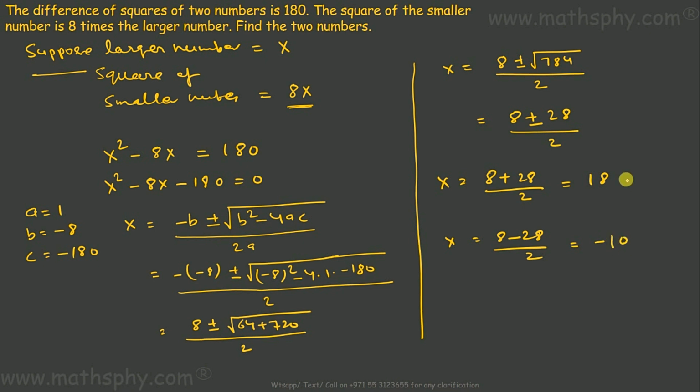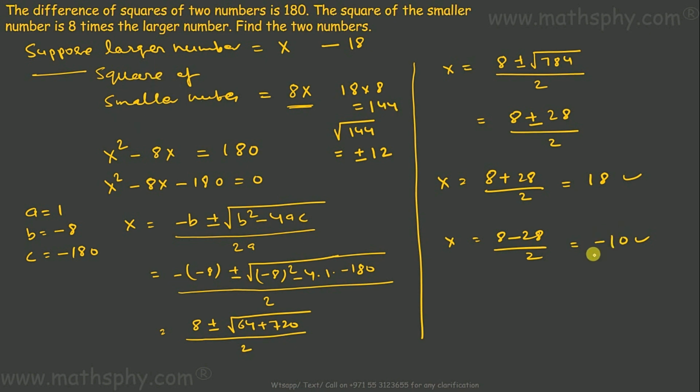Okay, we have two numbers, 18 and negative 10. Let's see which one is correct. Larger number would be 18. Then the square of the smaller number would be 18 into 8, which is 144. This 144 is the square of the smaller number. So the smaller number would be root 144, which is plus minus 12. 12 into 12 gives you 144.